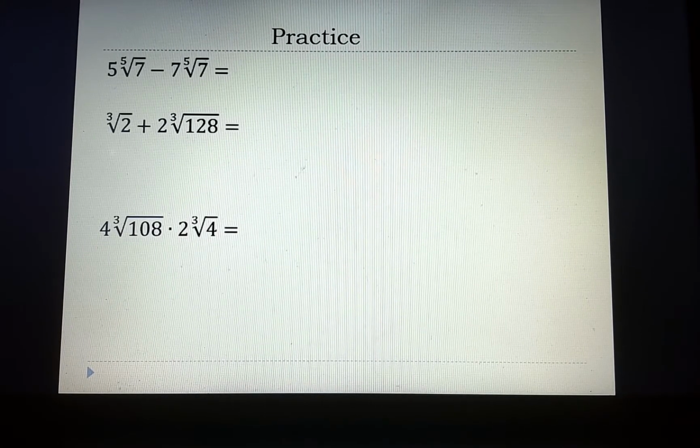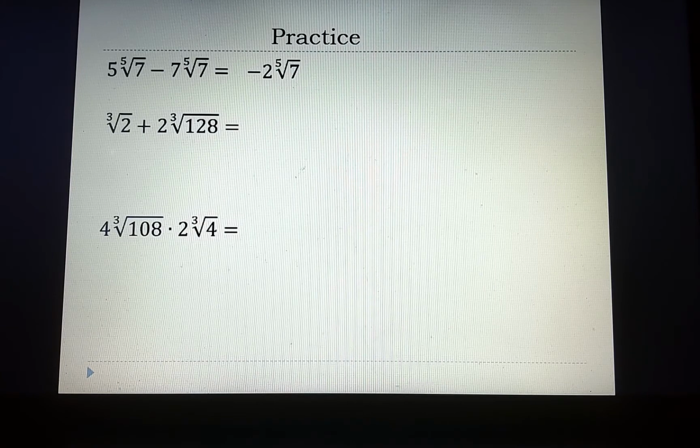All right, so we have 5 times the fifth root of 7 minus 7 times the fifth root of 7. We see the minus sign in between there. We also see that the radicals are exactly the same. So all we're going to do is keep that same radical and subtract 5 minus 7. So our final answer is negative 2 times the fifth root of 7. That should be a real easy one.